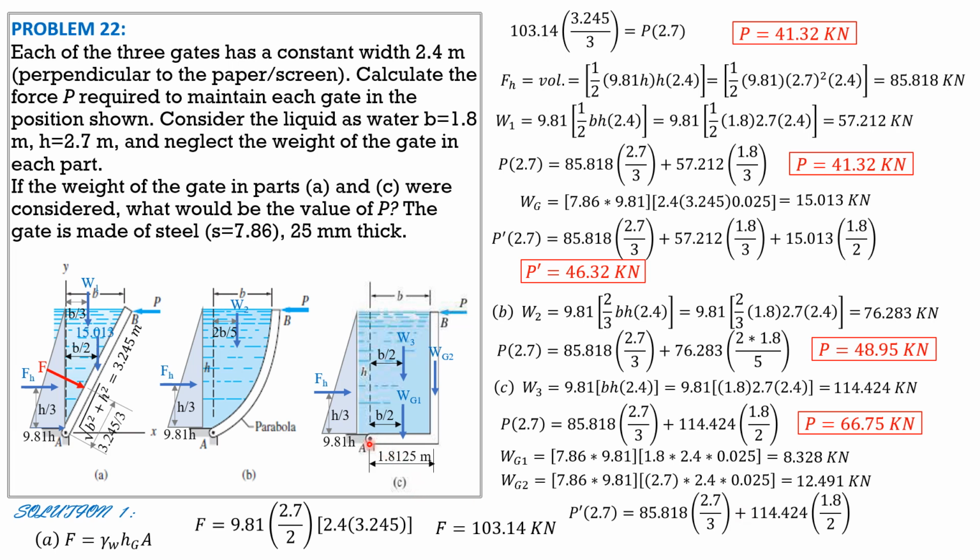Then summation of moment about A equals 0. So P prime times 2.7 equals FH 85.818 times 2.7 over 3 plus W3, which is 114.424 times B over 2, plus WG1, 8.328 times 1.8 over 2, plus WG2, 12.491 times 1.8125. Solving for P prime is equal to 77.91 kilonewtons. So that's it for this problem.